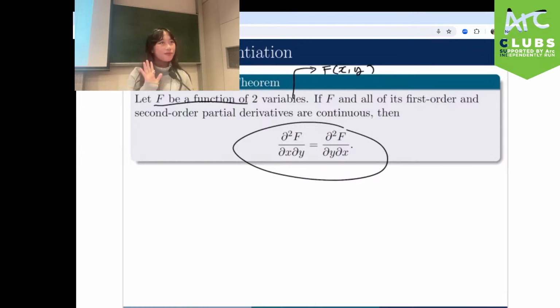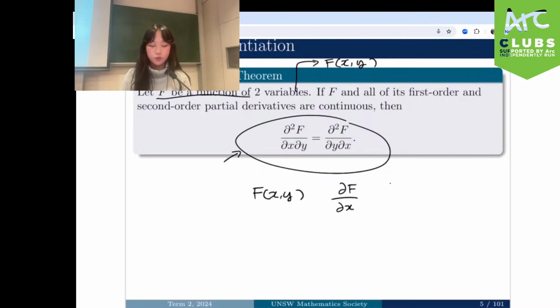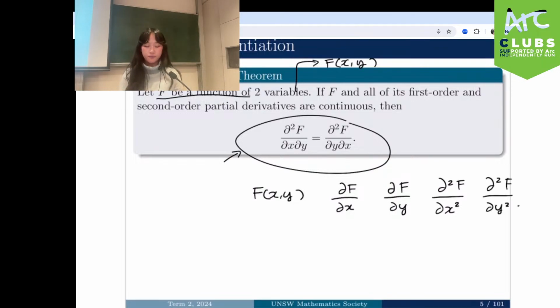For example, this would have to be continuous for this rule to apply. This would also have to be continuous. This would also have to be continuous. And these 2 would also all have to be continuous. Okay? Again, these are all the first and second order partial derivatives of f.